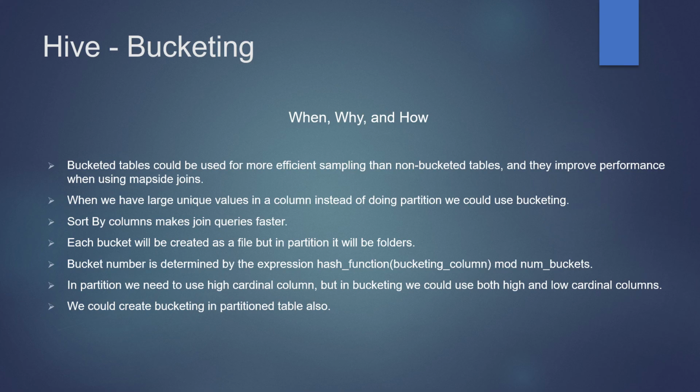Each bucket will be created as a file, but in partition it will be folders. Bucket numbers are determined by using the hash function of the bucketing column mod number of buckets. In partition we need to use high cardinal columns, but in bucketing we could use both high and low cardinal columns. We could create bucketing in partition table also.